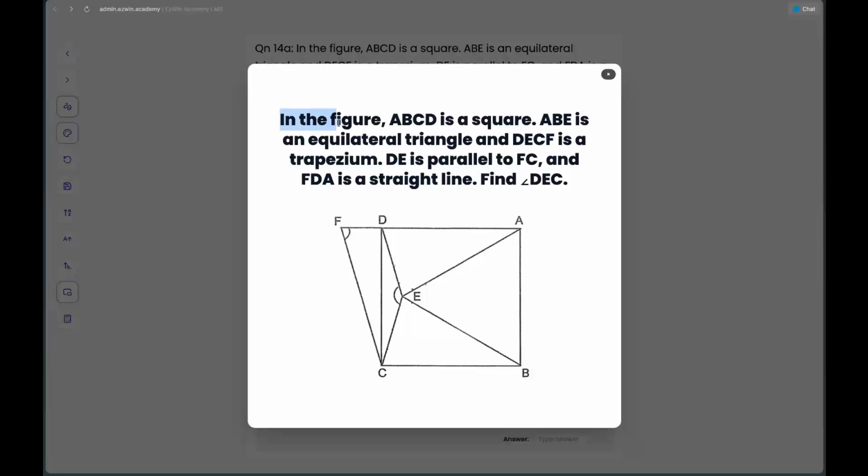Question 14a. In the figure, ABCD is a square, ABE is an equilateral triangle, and DECF is a trapezium. DE is parallel to FC, and FDA is a straight line. Find angle DEC.